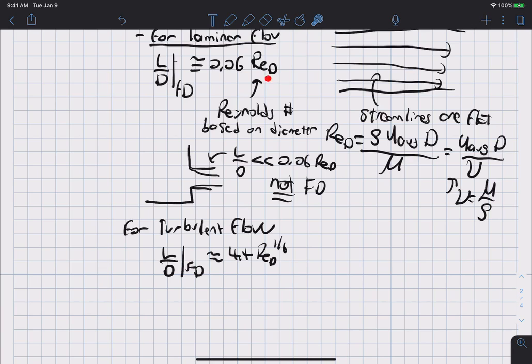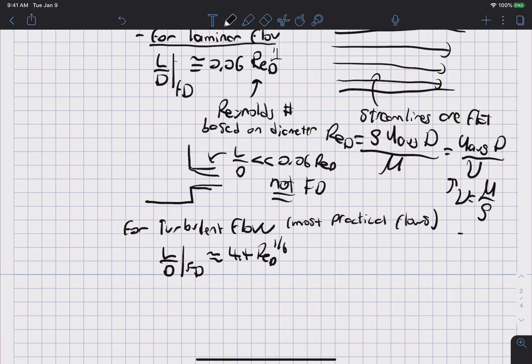Okay? So you can see that for laminar flow, the distance along a tube where the flow becomes fully developed scales with Re_D raised to the 1 power, whereas for turbulent flow it scales roughly with the 1/6 power. And so for a turbulent flow, which is most practical flows, the distance required to achieve a fully developed flow is typically much shorter than for a laminar flow in the same diameter tubing.